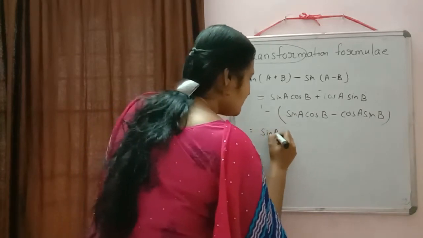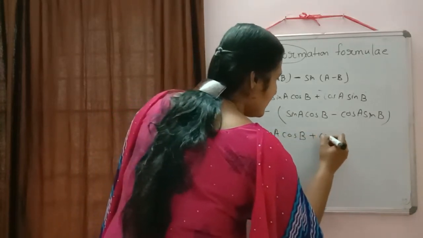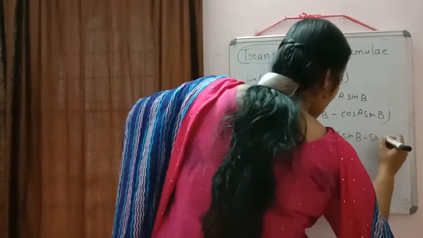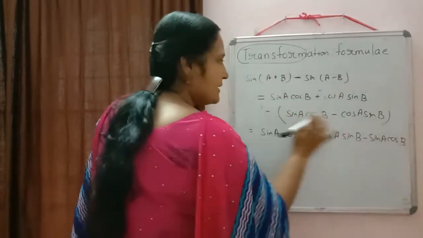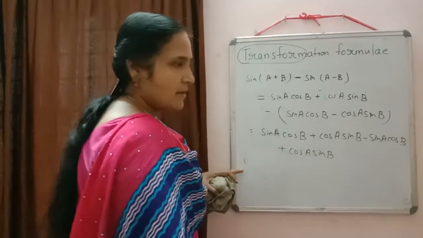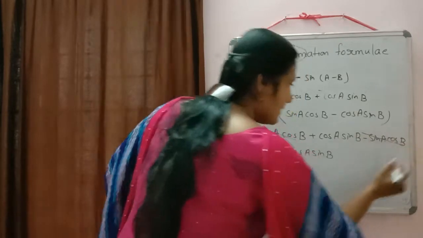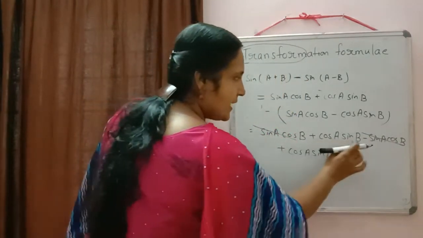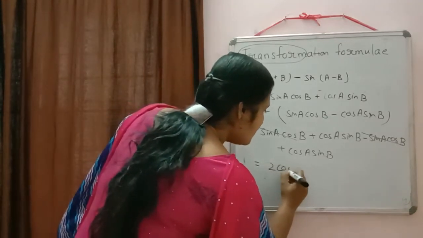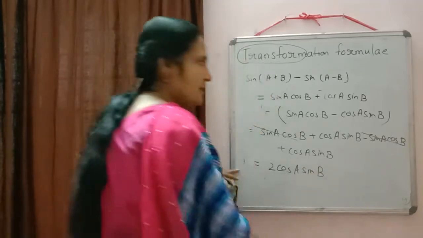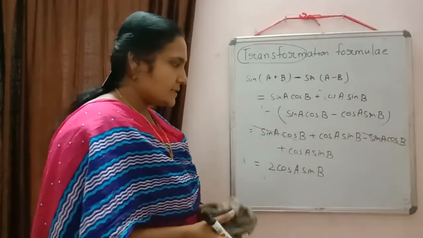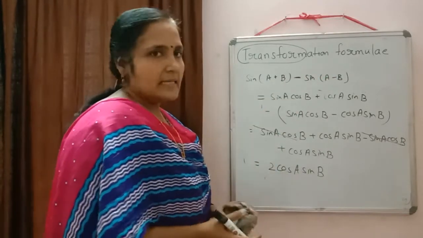Then it will be equal to sin A cos B plus cos A sin B minus sin A cos B, and minus into minus will be plus cos A sin B. So sin A cos B gets cancelled. Remaining is cos A sin B plus cos A sin B, which is equal to 2 cos A sin B. So this is the second formula: sin(A+B) minus sin(A-B) is equal to 2 cos A sin B.